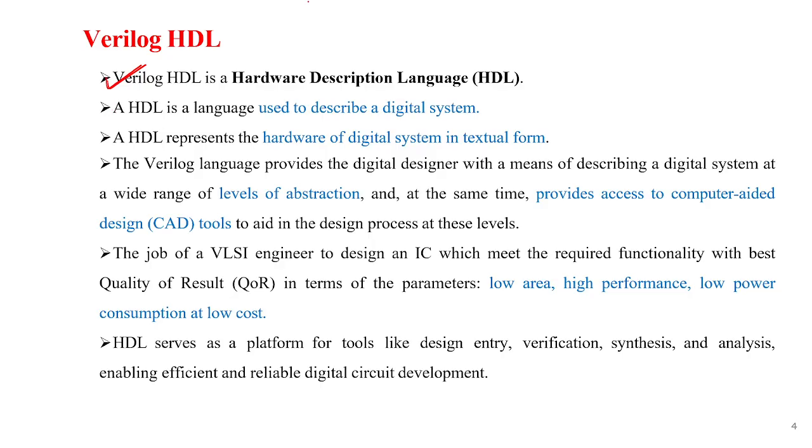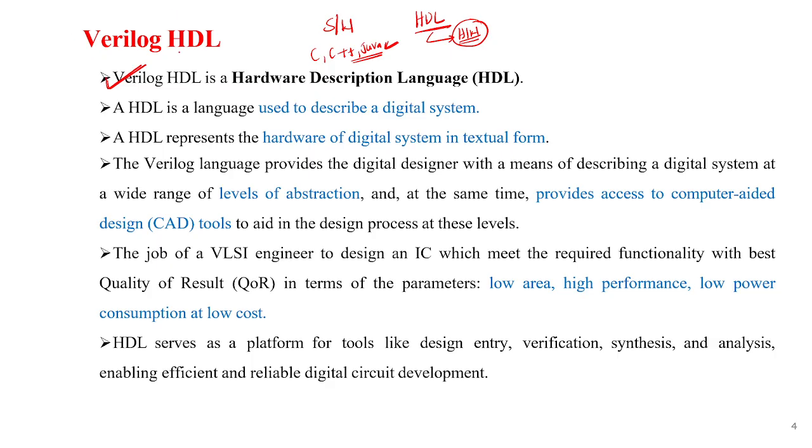Yesterday I told you there are two kinds of languages: software languages and HDLs. Software languages are C, C++, Java, Python. These will develop applications. But with HDLs we can generate the hardware by using synthesis. We can generate the netlist.